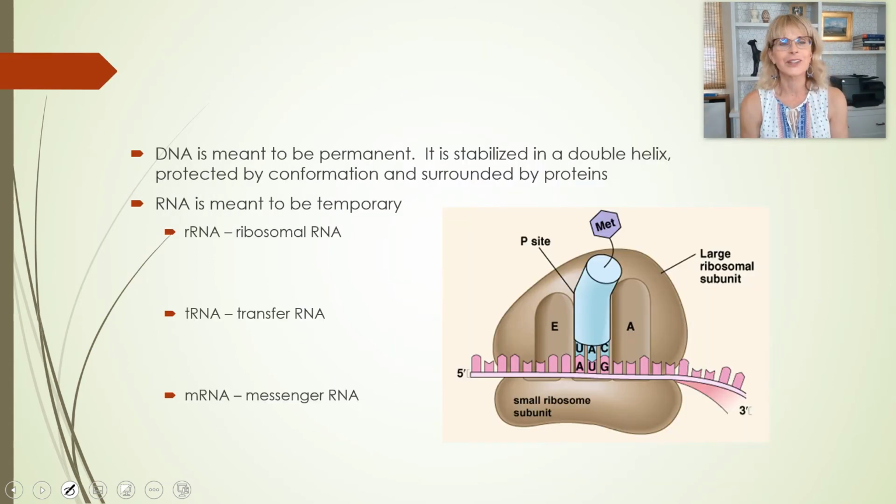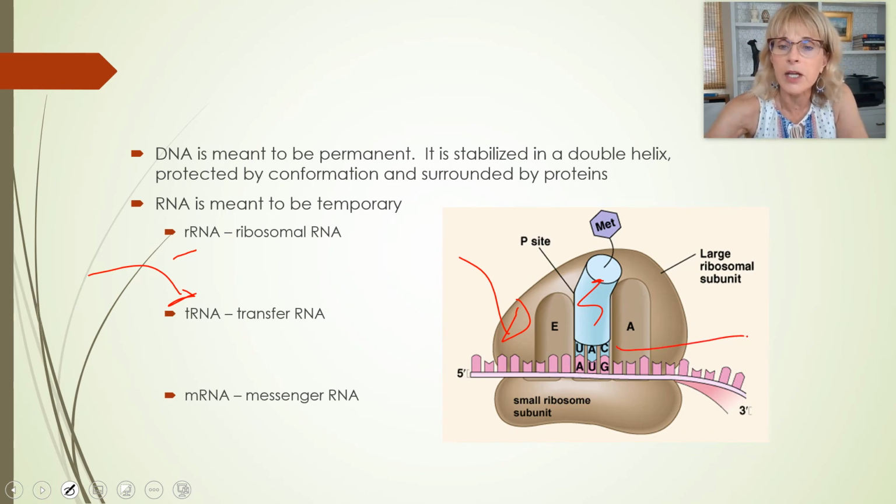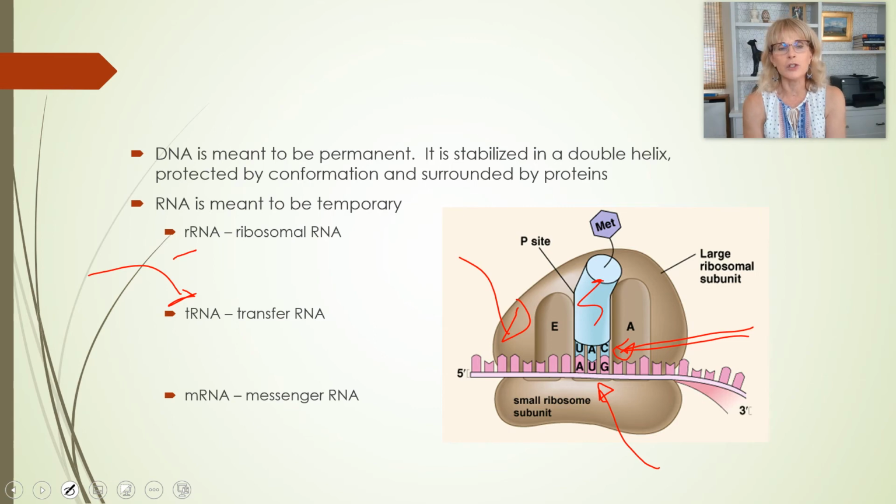cetera, right? DNA is meant to be permanent. RNA is meant to be temporary. DNA is stabilized by the DNA double helix, and it's also protected and organized by proteins. RNA is meant to be temporary. Our ribosomal RNA, that's what makes up the ribosome, the tan stuff here. Transfer RNA, that's this blue guy here. Transfer RNAs have an anticodon. See that one? UAC. See how it is the complement for the codon on the messenger RNA? That's how it works. And pink is going to be the messenger RNA.